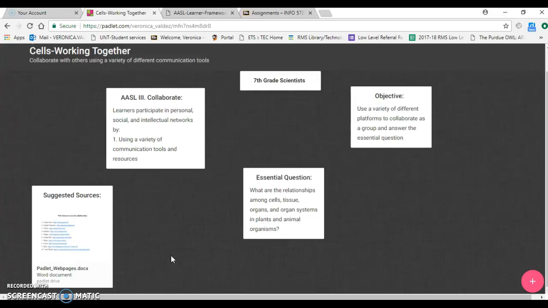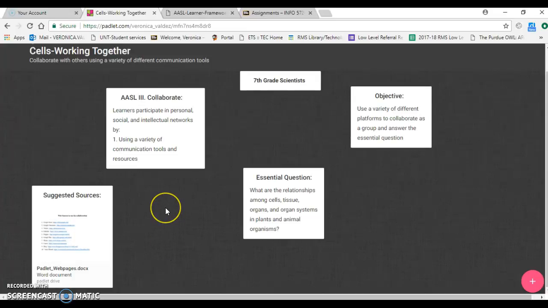The essential question that you're going to be trying to answer together is, what are the relationships among cells, tissue, organs, and organ systems in plants and animal organisms? So you're going to be working on that question together, but using different sources.